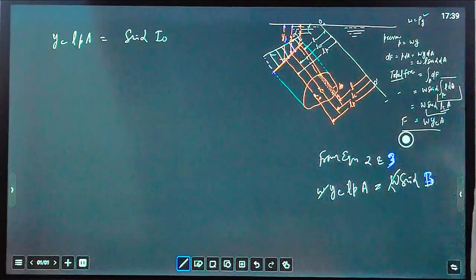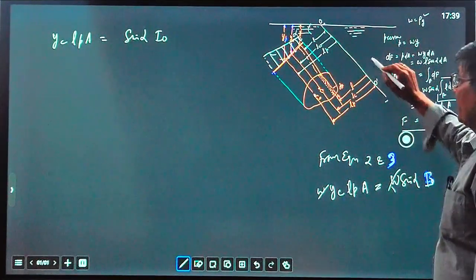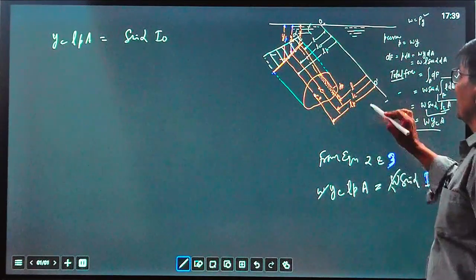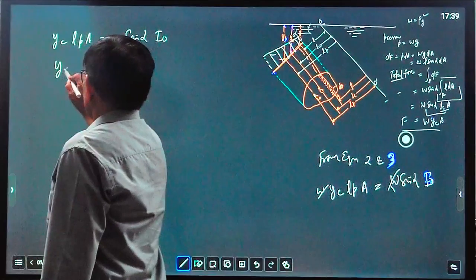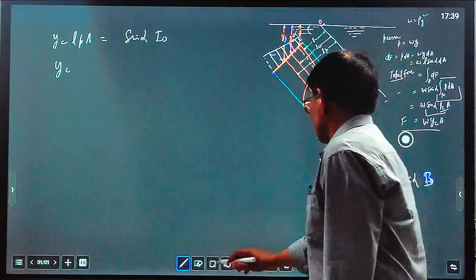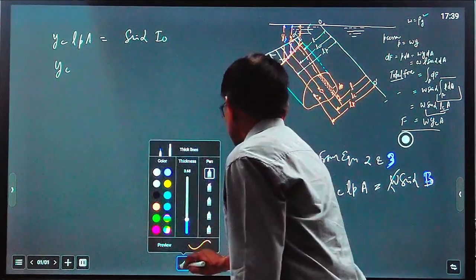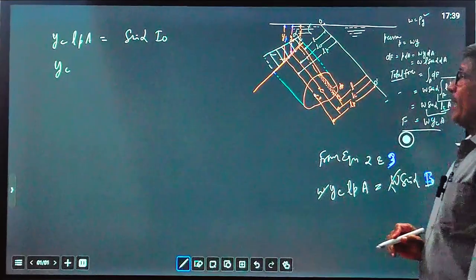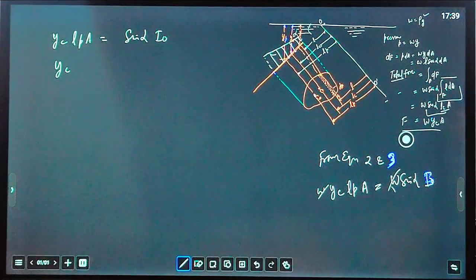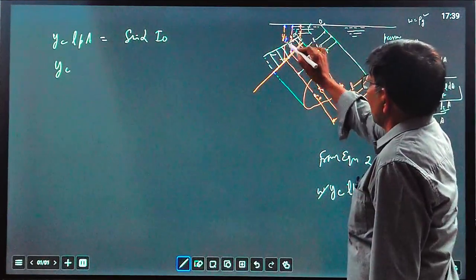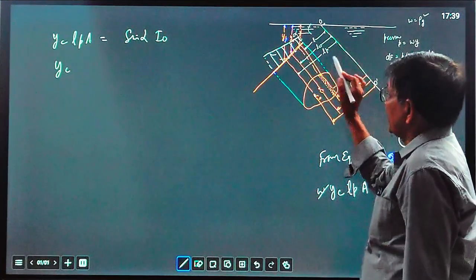And I naught is the moment of the whole area with respect to O dash. So this can be written as YC LP, and for LP you can see from this equation. I think something is erased here, so we can extend this line to this one. So LP equals YP upon sin alpha, because YP equals LP sin alpha. From here, LP equals YP upon sin alpha.